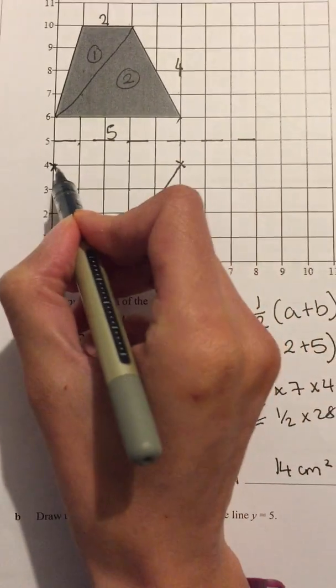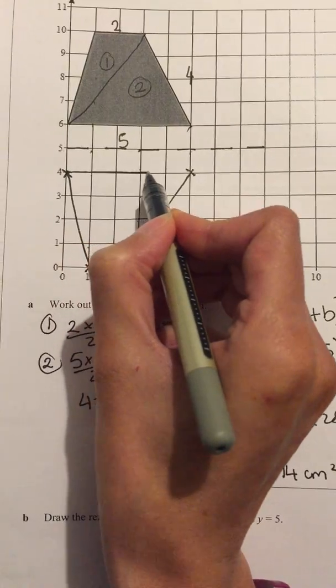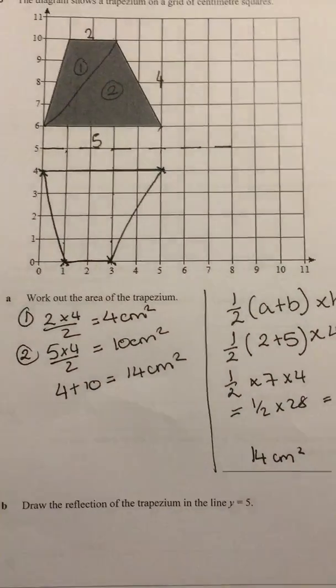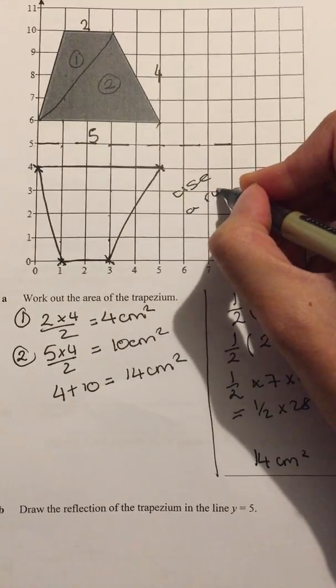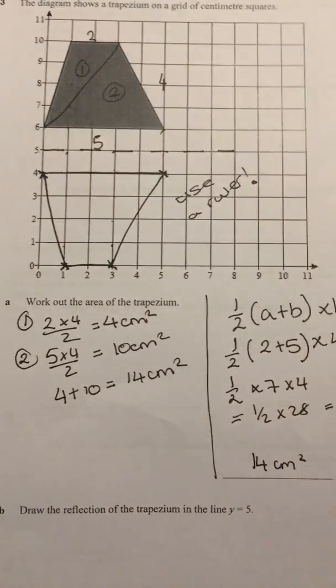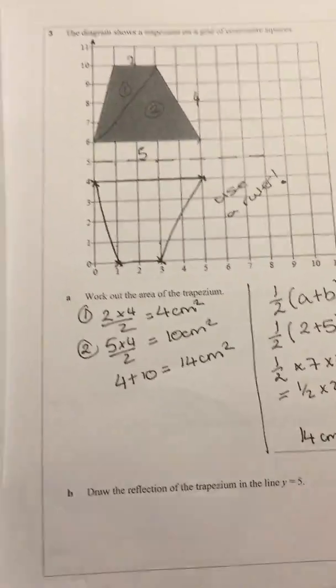Go to draw the trapezium. Now, as I said, you should be using a ruler for this, so we're just going to use a ruler. Okay, let's turn the page.